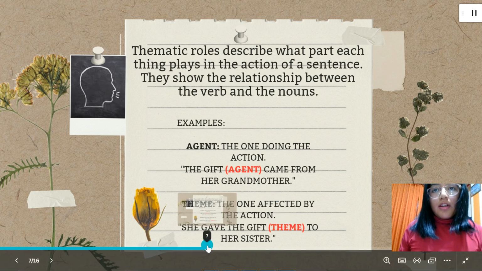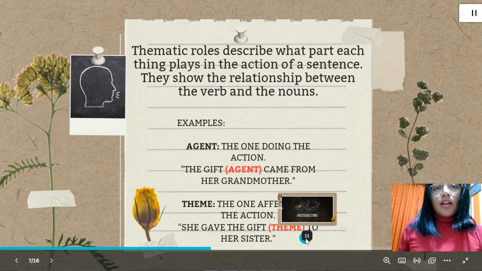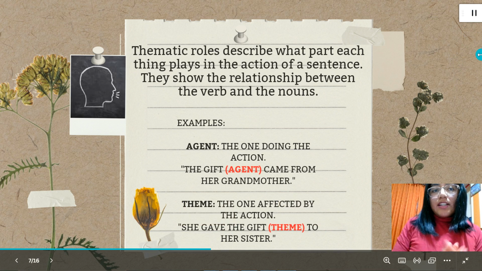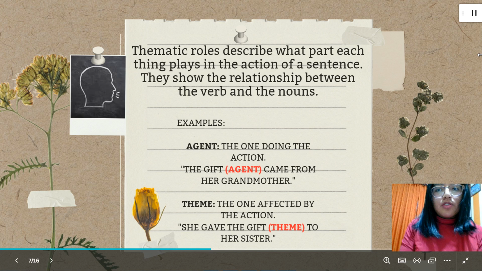Her sister is the theme, as you can observe. It's the recipient of the action. So this example demonstrates how thematic roles clarify the relationship between different elements in a sentence, specifying the roles in relation to the action described by the verb. So this part is divided into three parts, and these are the following.